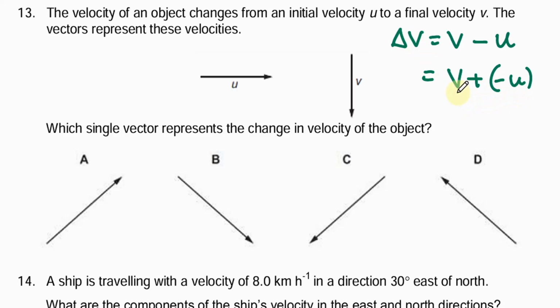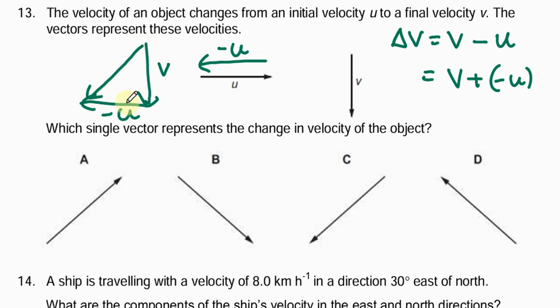And that means that we can draw v and negative u head to tail. So starting with v and then negative u. Of course, negative u is in the opposite direction to u. Then the resultant delta v will be from the tail of the first vector, so from the tail of v to the head of the second vector, so to the head of negative u. So this will be the resultant delta v, or the change in velocity. And from this, we can see that the answer is C.